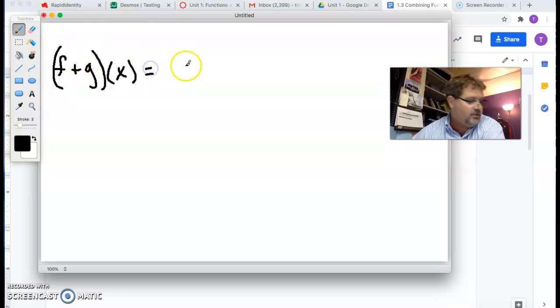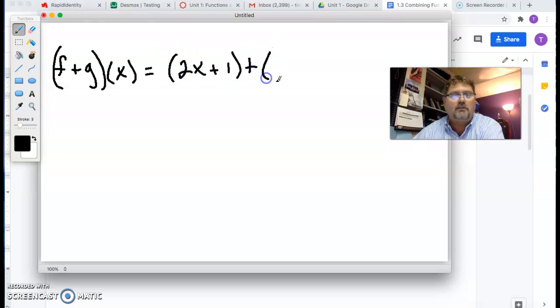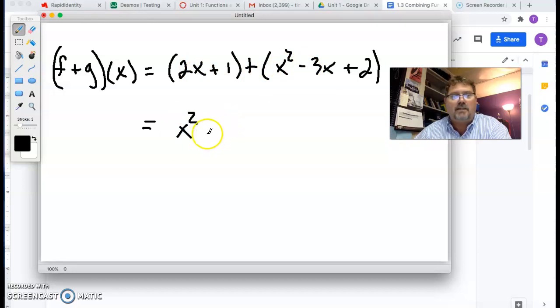All right, f is actually 2x plus 1, and we're going to add x squared minus 3x plus 2. All right. And really what we're doing here is just combining like terms. What we'll combine here? Well, x squared doesn't combine with anybody. 2x combines with negative 3x to give me a negative x. I combine 1 and 2 to get a 3. And that's adding these two functions together.